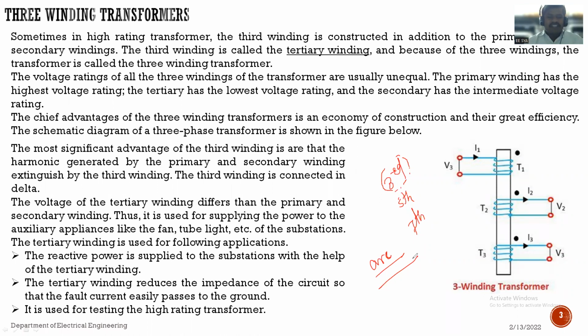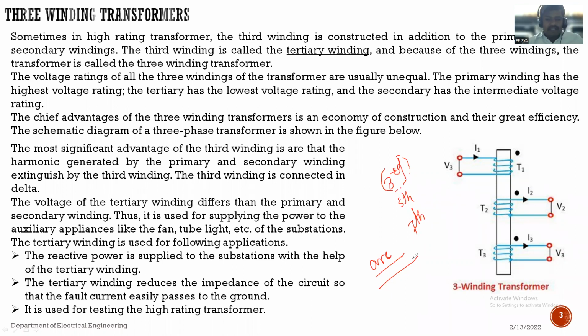So see, extinguishing is nothing but neutralization, meaning this effect can be neutralized. In Marathi we can call it arc विझवणे. Okay, so it is nothing but extinguish. Primary and secondary windings generate some harmonics, and these harmonics can be extinguished or neutralized by using the third winding. The third winding can be connected in delta. See, the voltage of the tertiary winding will differ from the primary and secondary winding. As said earlier, the voltages obtained in these two windings are unequal.